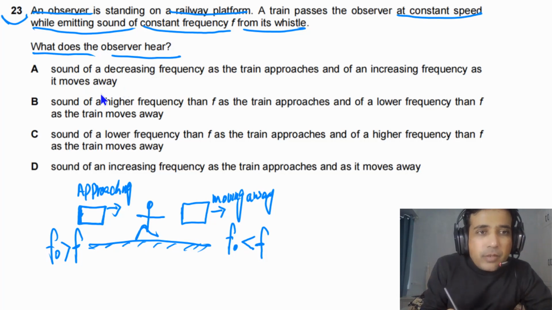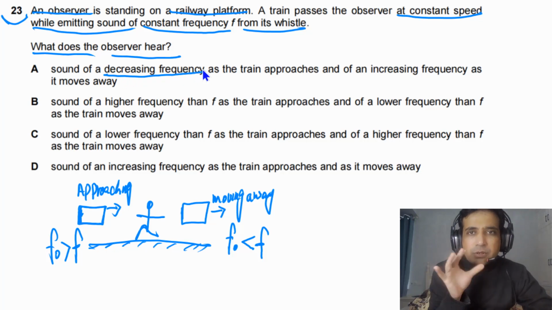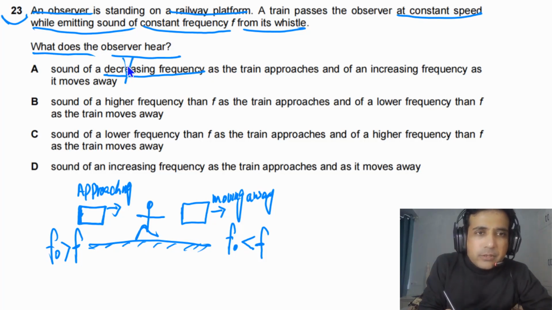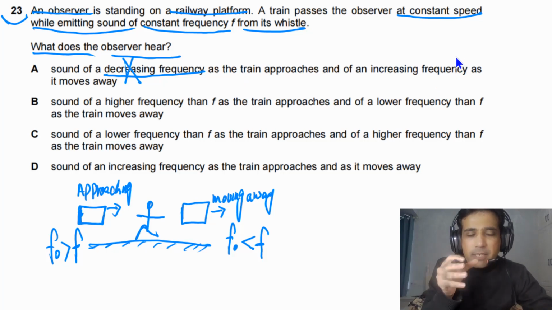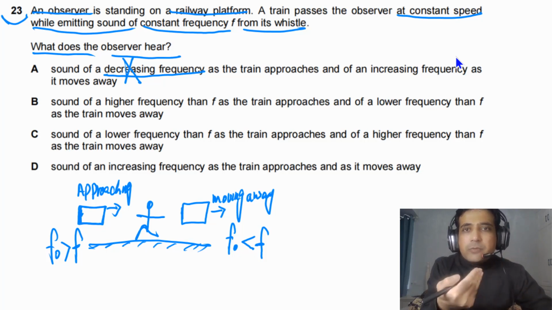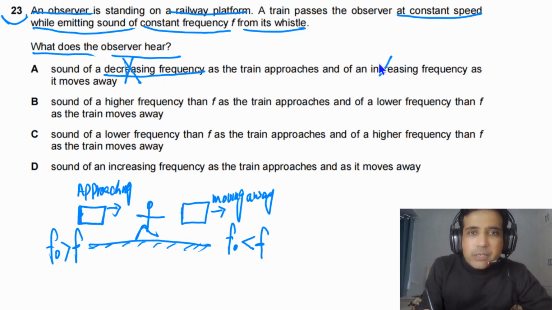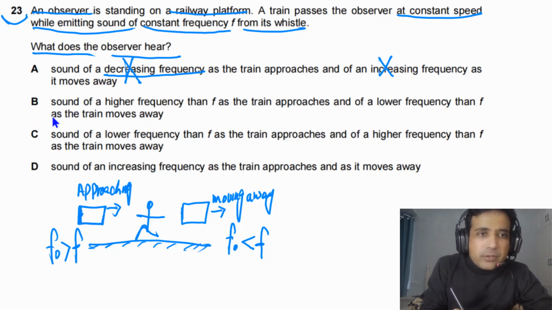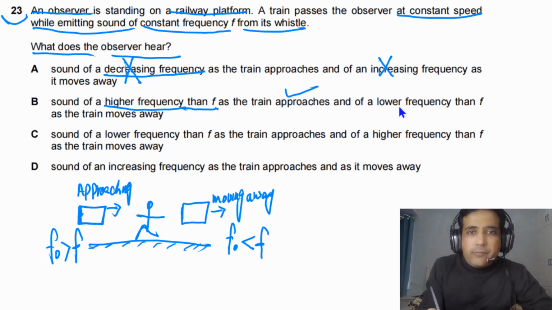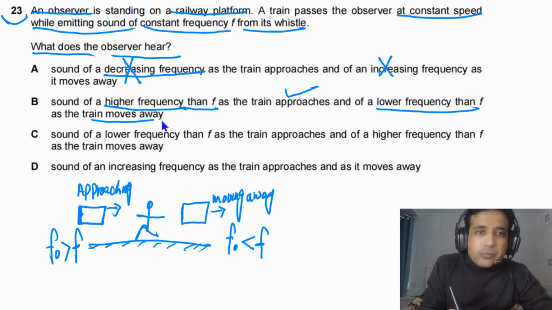Now let's try to find out the answer. For option A, it is given a sound of decreasing frequency. Actually, sound frequency will be constant. It will be higher or it will be lower. Decreasing frequency, this one is wrong because this is when train is approaching. Increasing frequency will not increase. Actually, if the speed is constant, there will be constant frequency higher and constant frequency lower when the source is moving away. So option A is incorrect. If you look at option B, sound of higher frequency, and frequency will be constant. So this is possible when the train is approaching higher than f, and lower frequency than f as the train moves away. So this is possible answer.